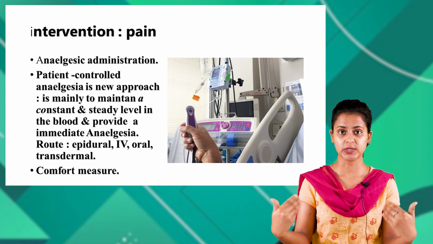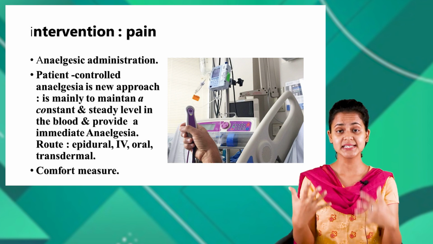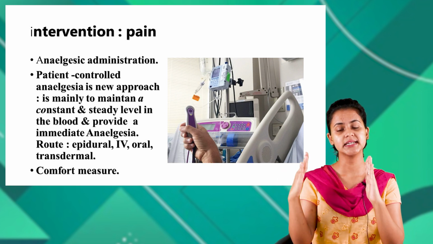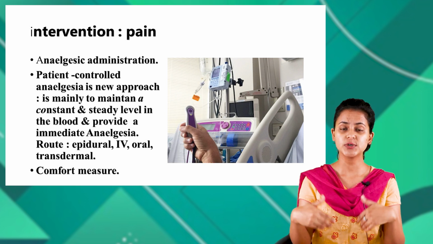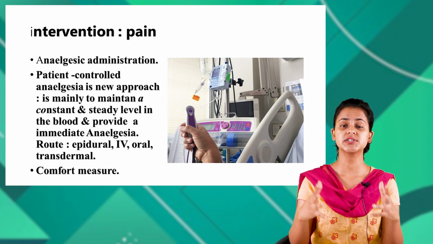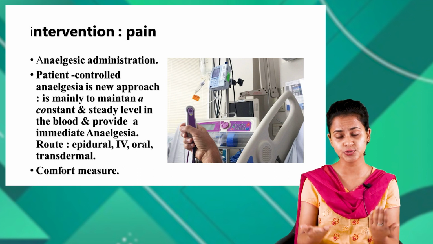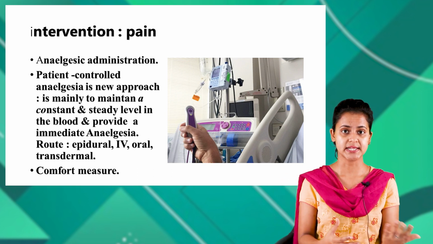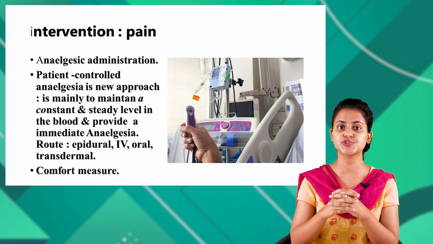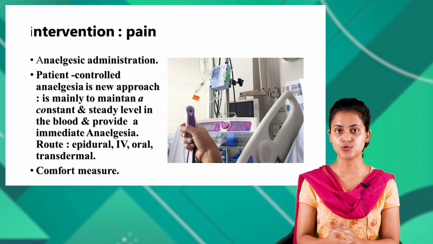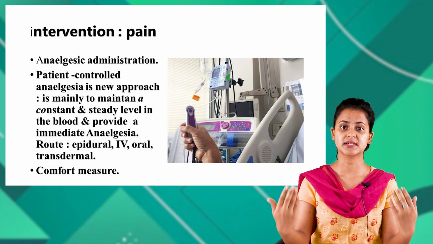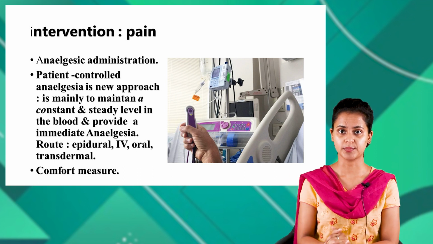Patient-controlled analgesia can also be used in the post-surgical phase. Basically, it is a newer approach, mainly used to maintain a constant and steady level of analgesics in the blood, which would also be administered immediately. The routes of patient-controlled analgesia include the epidural route, the intravenous route, and the oral or transdermal route. Nurses play a very important role in educating the client regarding the usage of patient-controlled analgesia in the post-operative phase. Comfort measures should definitely be ensured by a nurse towards the client to manage the pain in the post-operative phase.